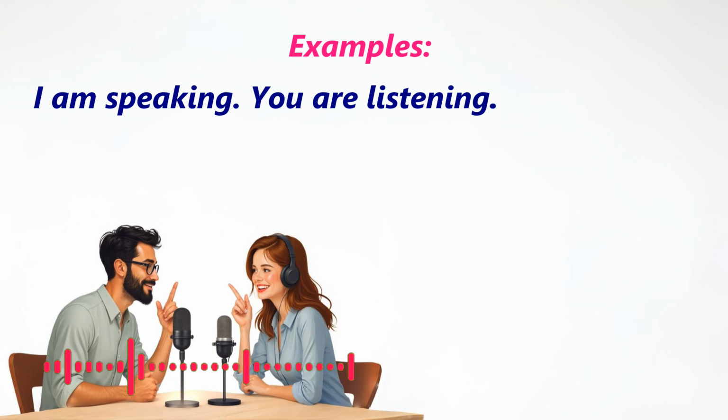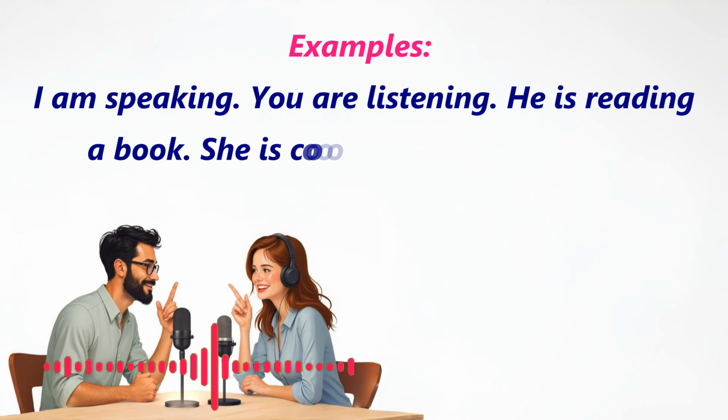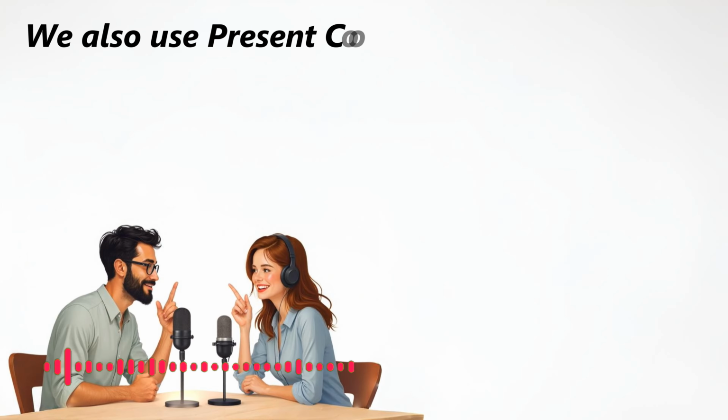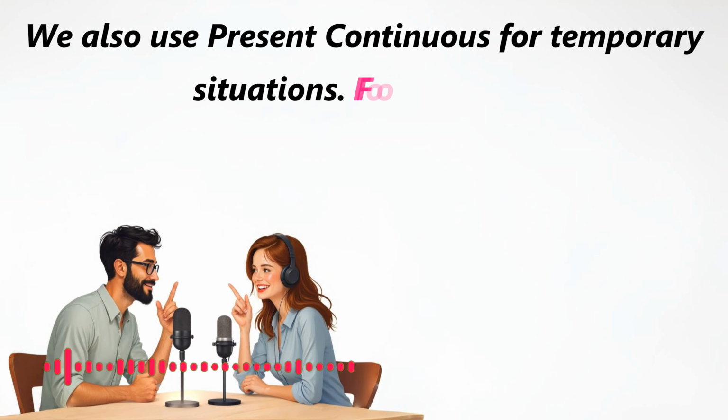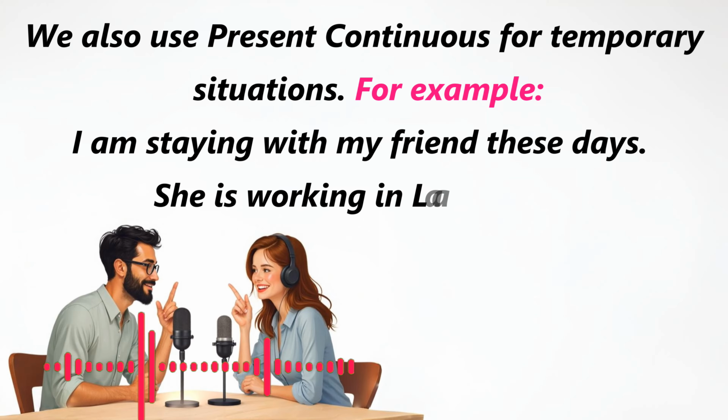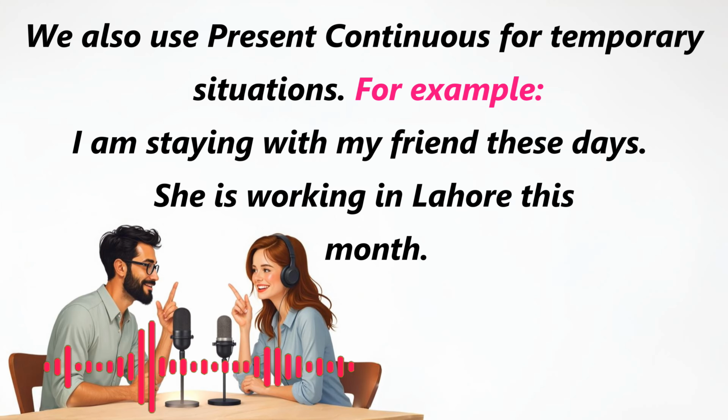Examples. I am speaking. You are listening. He is reading a book. She is cooking dinner. They are playing football. We also use present continuous for temporary situations. For example, I am staying with my friend these days. She is working in Lahore this month.